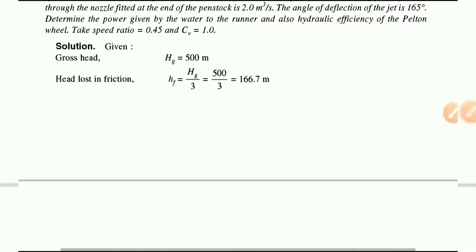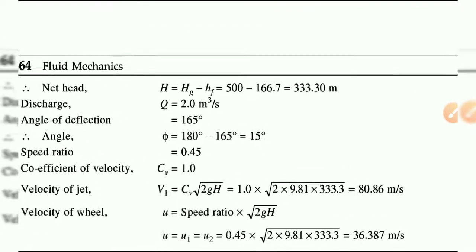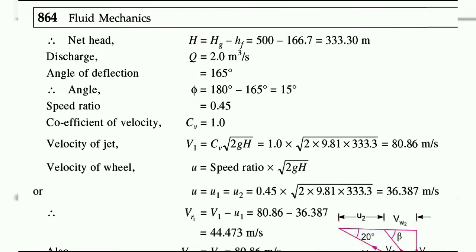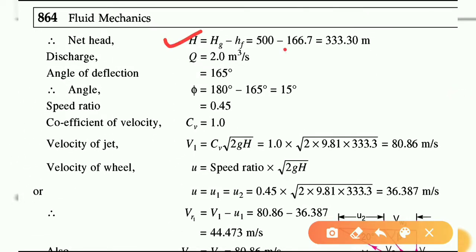So how much the net head? The net head which is remaining, it is equal to this gross head minus this loss due to friction. So the answer will be 333.30 meter. So that much head will be available at the inlet of the turbine. The discharge is also given as 2 meter cube per second. Angle of deflection is given, it is 165 degree.